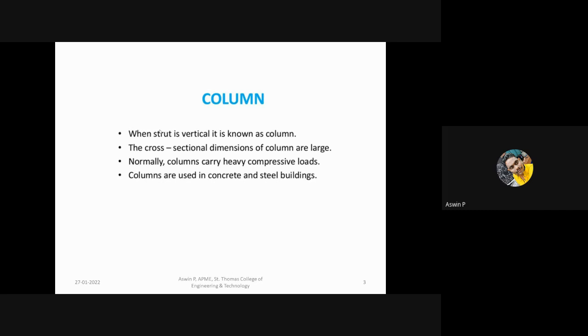Columns are used in concrete and steel buildings.